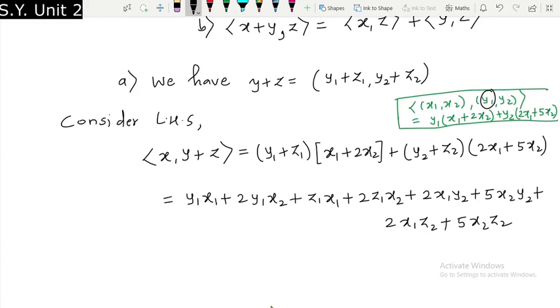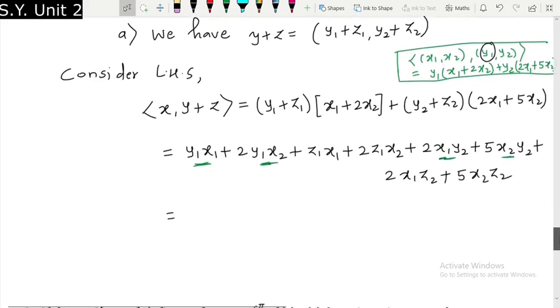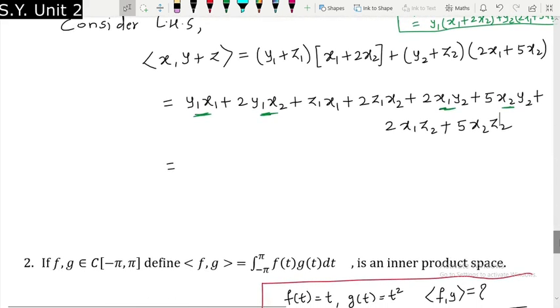which is further equal to, now I am supposed to combine the terms. Since I want the inner product of x with y first, I should think of the y and x terms together. So y and x are here. Now let me use another pen. Y and x, y and x, y and x, y and x. I have to combine them together, and later on I have to combine the terms having x and z together.